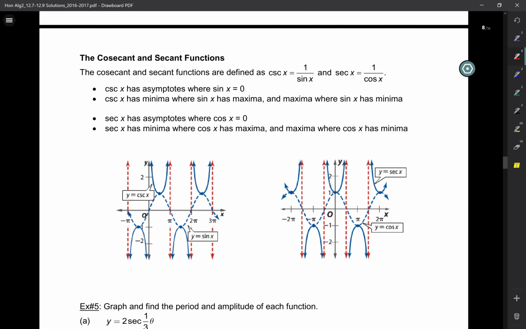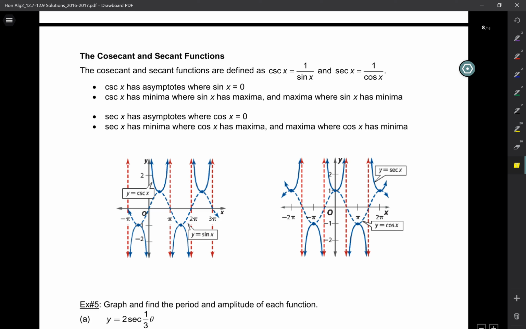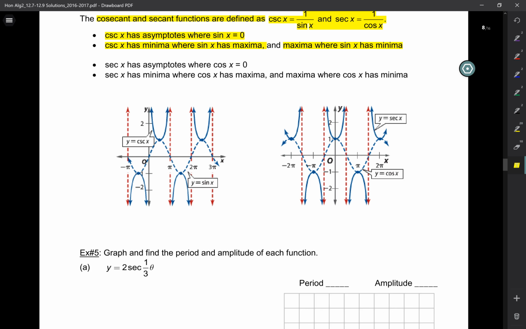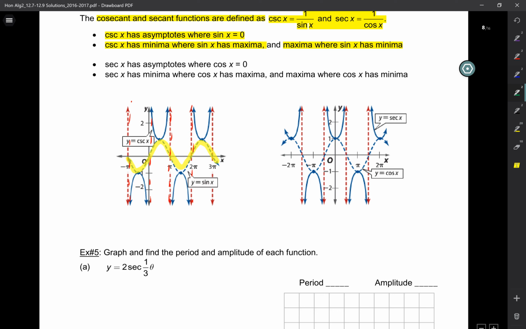Now, what about cosecant and secant? Remember, cosecant and secant functions are just 1 over sine x and 1 over cosine x. So, if cosecant is 1 over sine, that means it has asymptotes where sine of x equals 0, right? And cosecant has minima where sine has maxima. It has maxima where sine has minima. So take a look at this one. This is the sine function here. This is sine of x. Wherever sine of x is equal to 0, you have vertical asymptotes. And then the actual cosecant graph is in the green here. These are the actual cosecant graphs.